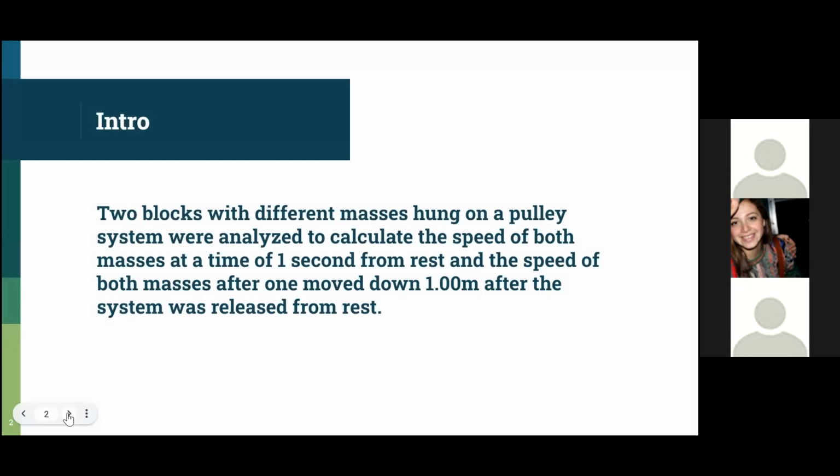In this project, two blocks with different masses hung on a pulley system were analyzed to calculate the speed of both masses at a time of 1 second from rest, and the speed of both masses after one moves down 1 meter after the system was released from rest.